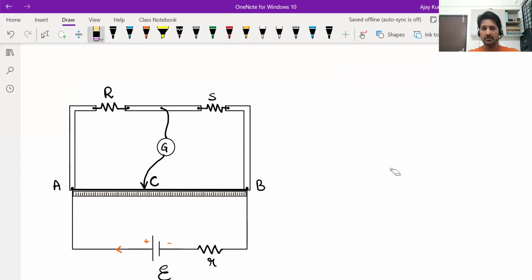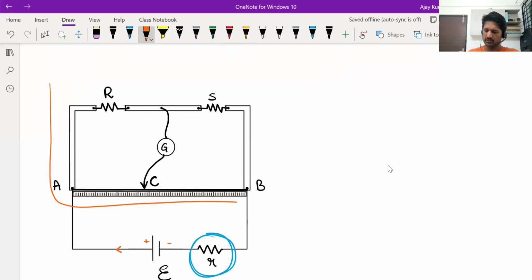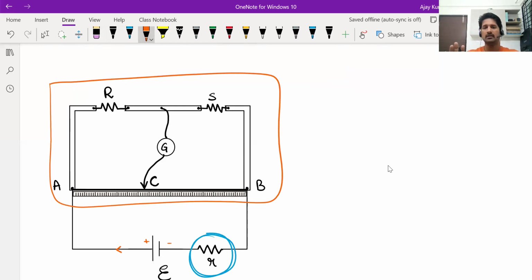And see, for the functioning of the meter bridge, this resistor doesn't matter at all. Okay, because this is the Wheatstone bridge. And based on the balancing condition of that Wheatstone bridge itself, we can find out the unknown resistance S. So the extra resistance which is near the battery need not be considered.